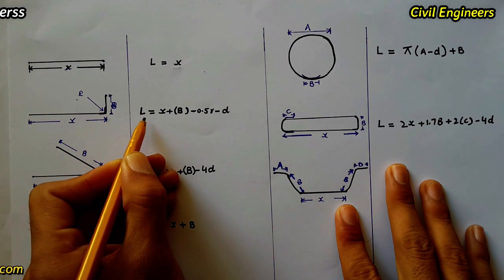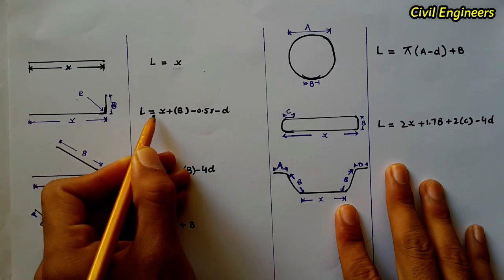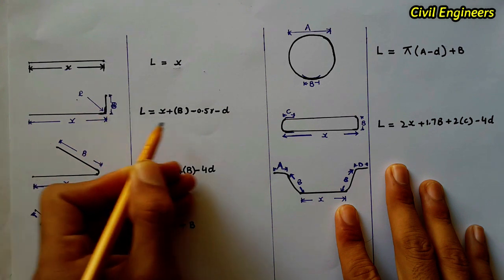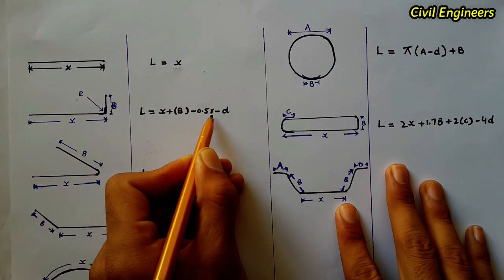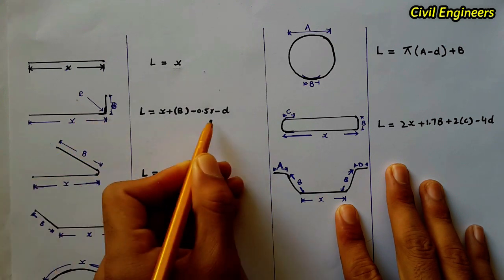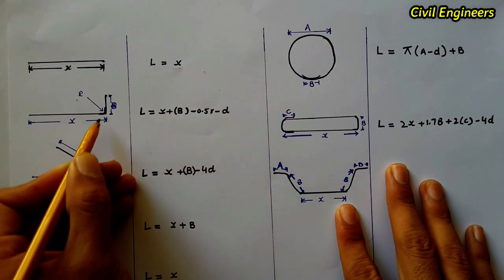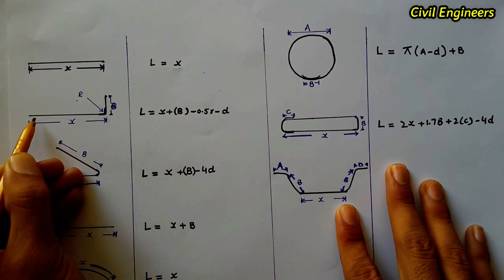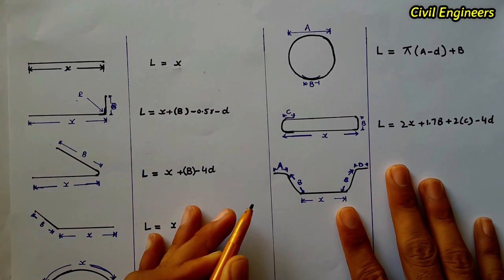So L, the cutting length for the steel for this shape, L is equal to X, this value, plus B, from this point to this one, and subtract 0.5R. R is the radius at this point. And subtract also D. D is the diameter of the steel with which we make this shape.